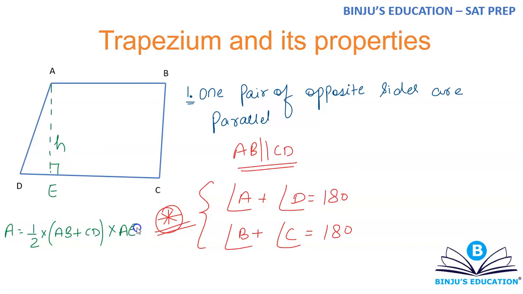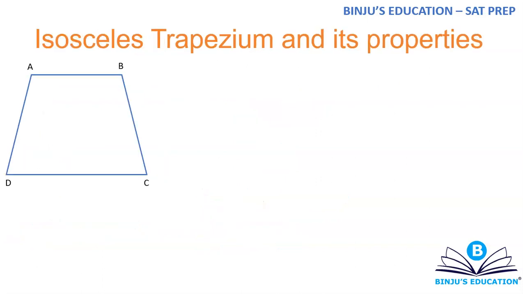Now there's one more type of trapezium, and that is more important. You do get questions from this one. That is an isosceles trapezium. Now what's an isosceles trapezium? Isosceles trapezium is a trapezium in which the non-parallel sides are equal.